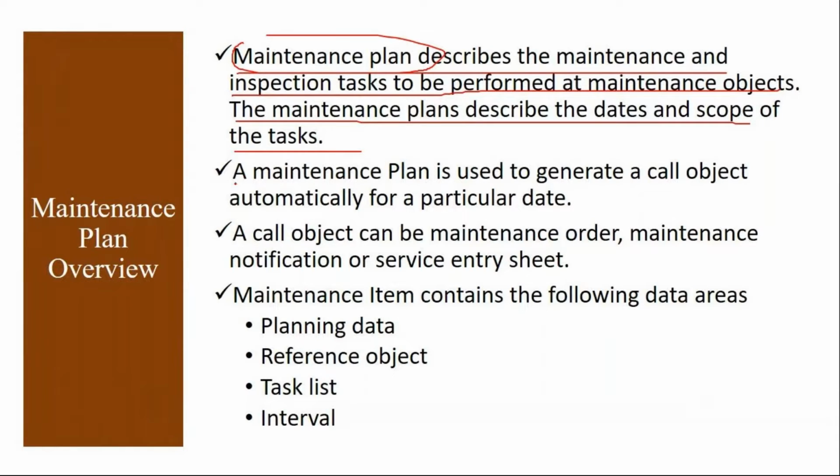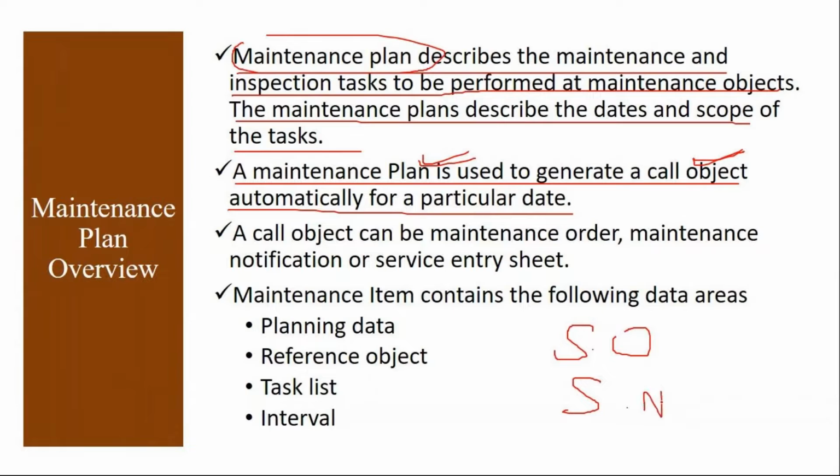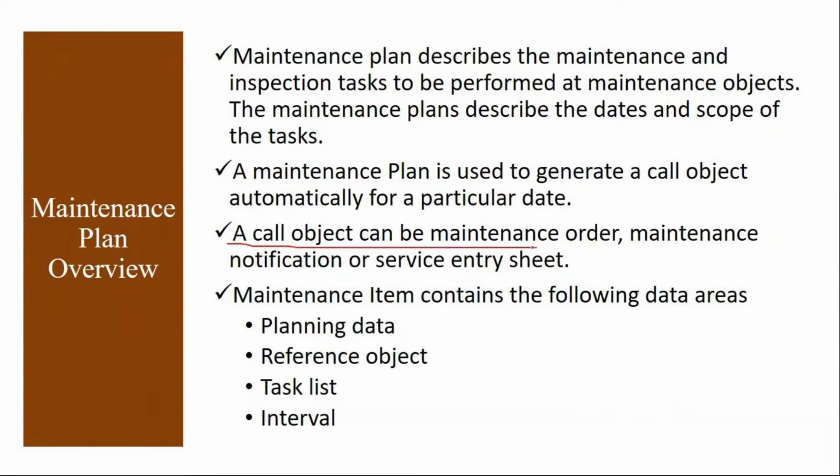A maintenance plan is used to generate a call object automatically for a particular day. So here, using this maintenance plan, you can generate your call object, either notification or order. You have both options: either you can generate a service order or you can generate a service notification, anyone, automatically. Once that particular date is reached, we will see it in the system. The call object can be the service order or service notification or even service entry, anyone. But normally they will be generating the service order automatically, 99%.